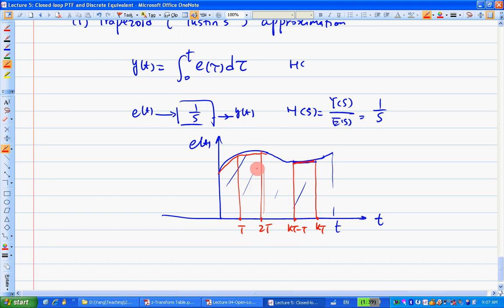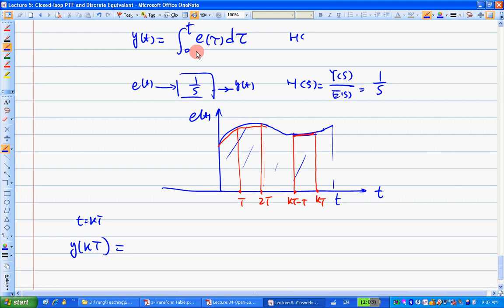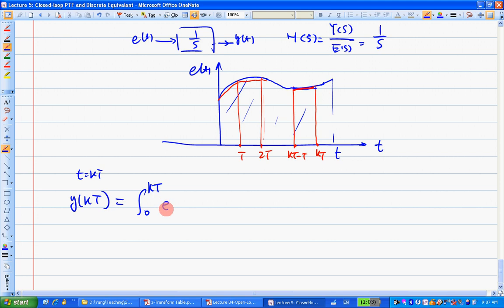So I'm looking for the area underneath this curve here. What's the area? Let's say we're looking for the area at t equal to kT moment. Based on this integral, that integral is 0 to kT.